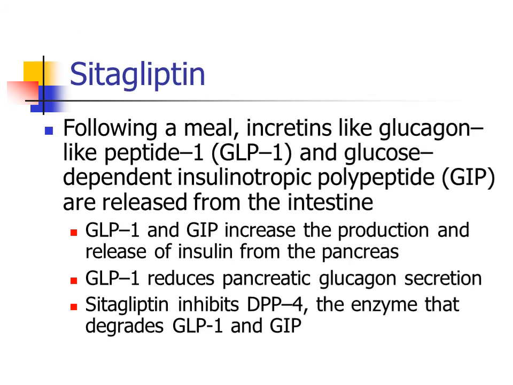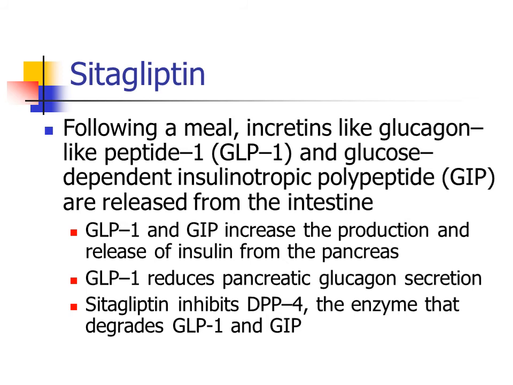We'll now discuss the agent that has the newest mechanism of action of the oral antidiabetic agents, and that's a DPP-4 inhibitor called sitagliptin. I'm going to briefly discuss the mechanism of action, and you can realize that it's different than anything that we've talked about thus far. So how sitagliptin works. Well, baseline, following a meal, your body releases incretins, such as glucagon-like peptide 1, or GLP-1, and glucose-dependent insulinotropic polypeptide, or GIP.